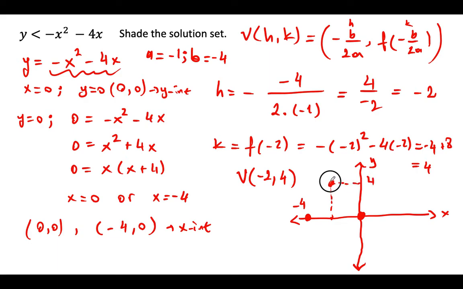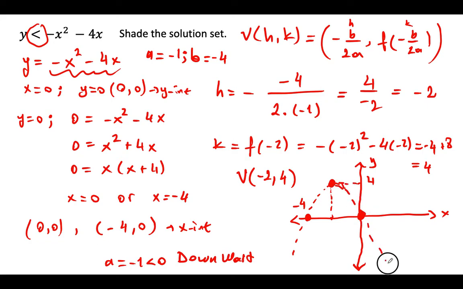Okay. Now, by the way, a is negative 1. A is negative 1 means less than 0, so the parabola will be downward. It's clear from this figure also that it must be downward. And since this is only less than, it must be a dashed line. So point, point, point, or dash, dash, however you want. Yeah, this is my graph.